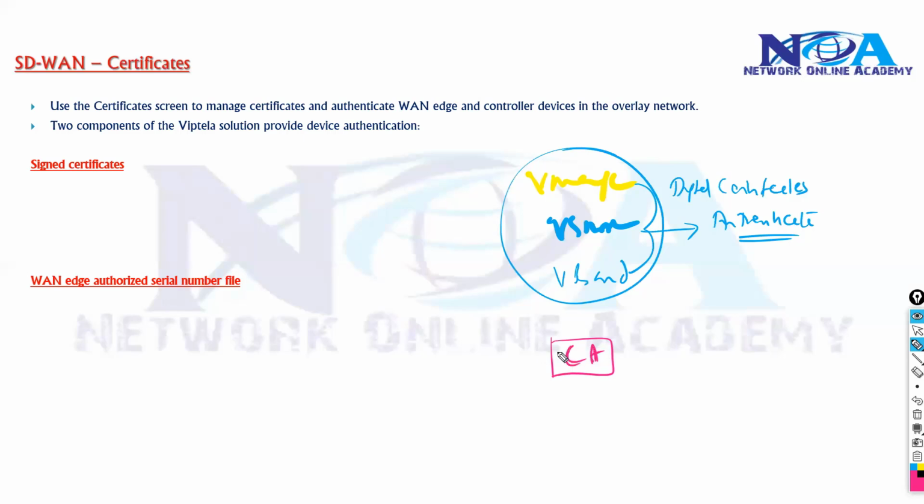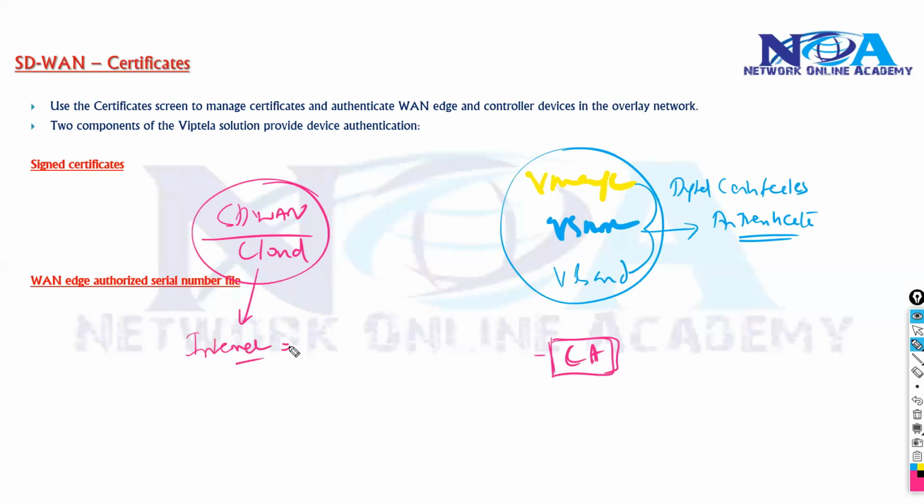Now again, when it comes to certificate authority, if I'm hosting this SD-WAN network in cloud, then you can use the internet, because normally they will be connecting to internet, and you can use any of the public CAs. You can use any of the CA like VeriSign. There are different organizations that will be providing you the certificates, and you can have an external CA which can be used.